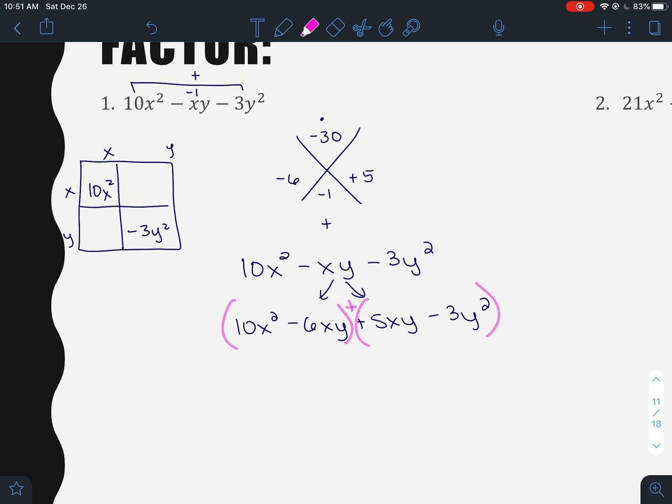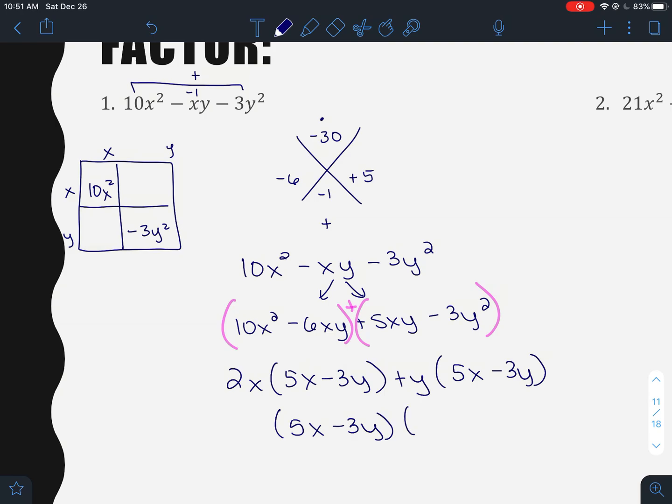And so now we can just factor by grouping. So group together the first two, group together the second two, plus sign in the middle. So I can pull out a 2x from the first one, and I'm left with 5x minus 3y. And I can pull out a y from the next one, and I'm left with 5x minus 3y. Those two parentheses are the same, so I can factor it out, 5x minus 3y, and then I'm left with 2x plus y. So this would factor into 5x minus 3y times 2x plus y.